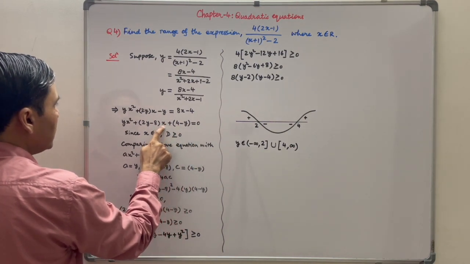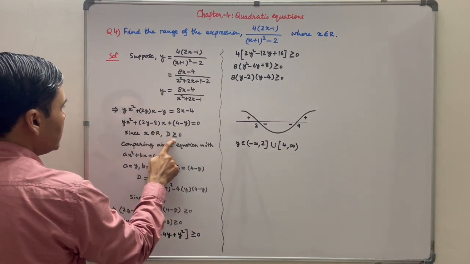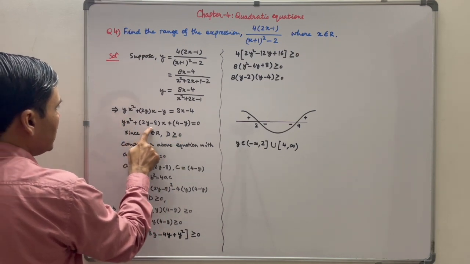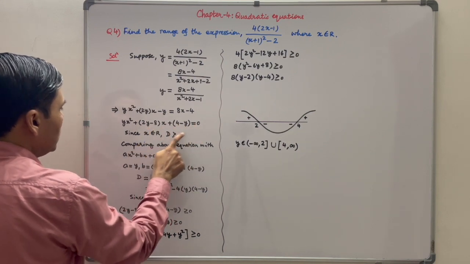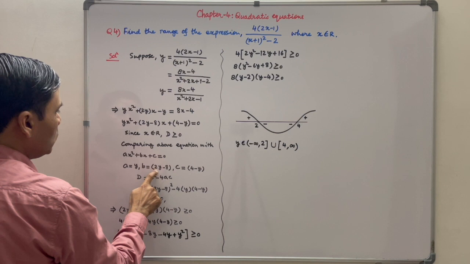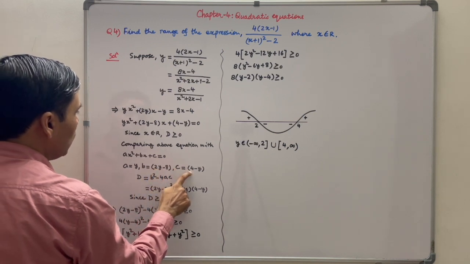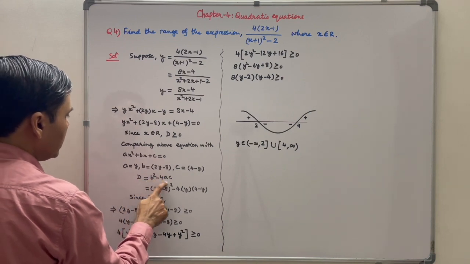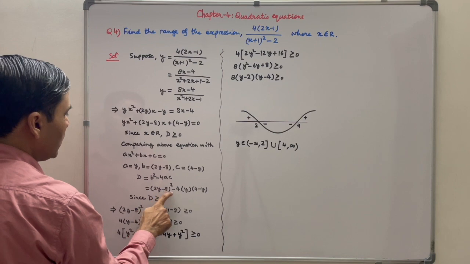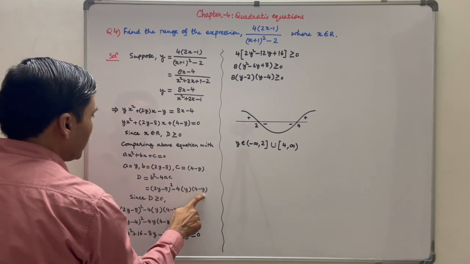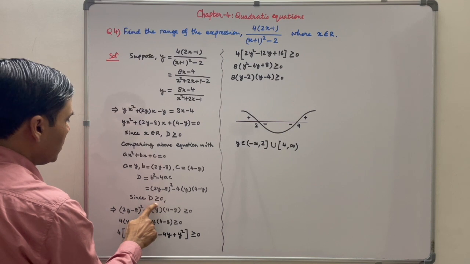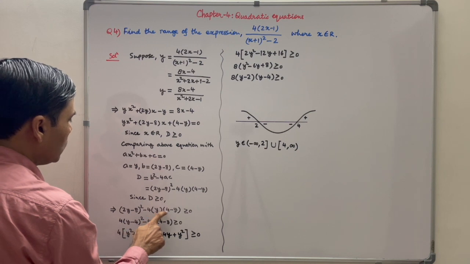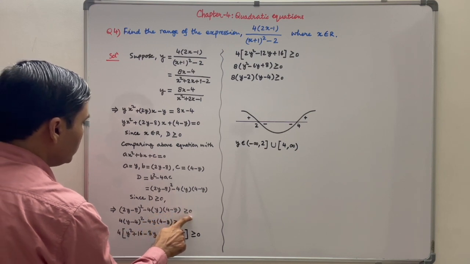Given that x is real, so discriminant d is greater than or equal to 0. Compare this equation with ax square plus bx plus c is equal to 0. So a is equal to y, b is equal to 2y minus 8 and c is equal to 4 minus y. So discriminant d is equal to b square minus 4ac, and that is 2y minus 8 whole square minus 4y into 4 minus y. Since d is greater than or equal to 0, so the inequality is 2y minus 8 whole square minus 4y into 4 minus y is greater than or equal to 0.